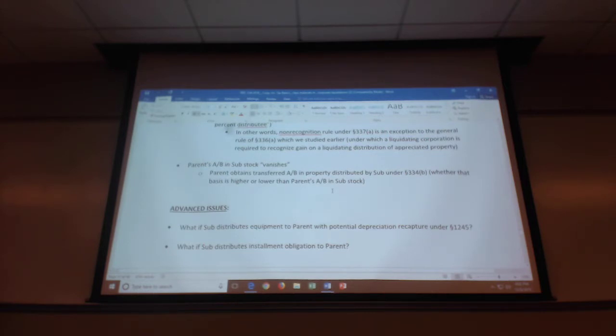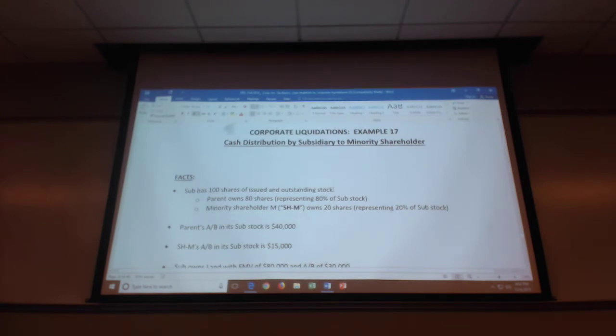I'm going to skip the advanced issues, and I think these are the final topics. Minority shareholders, and I am going to run over at least to 4:05 to cover these last topics.